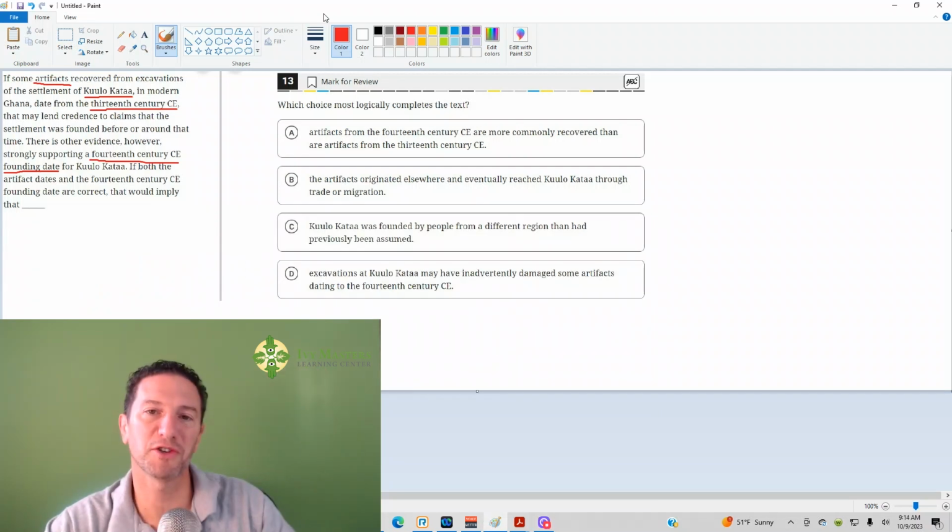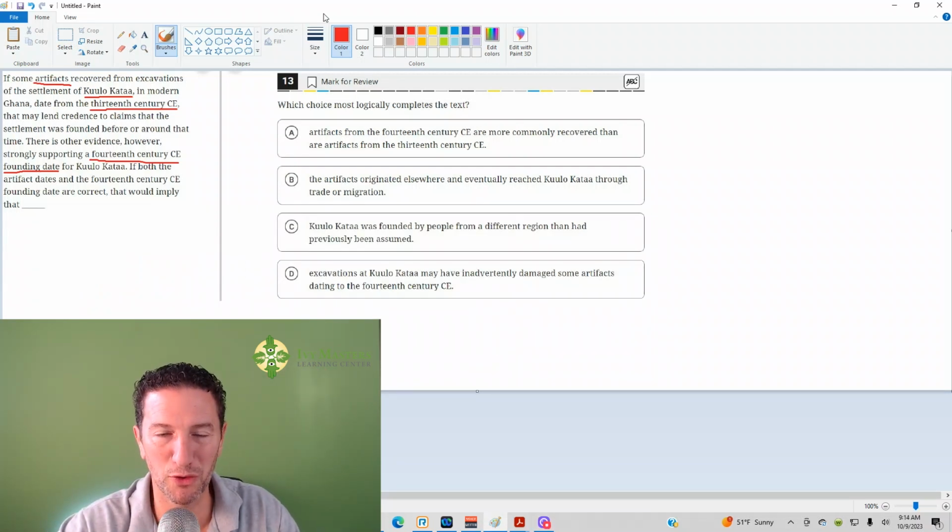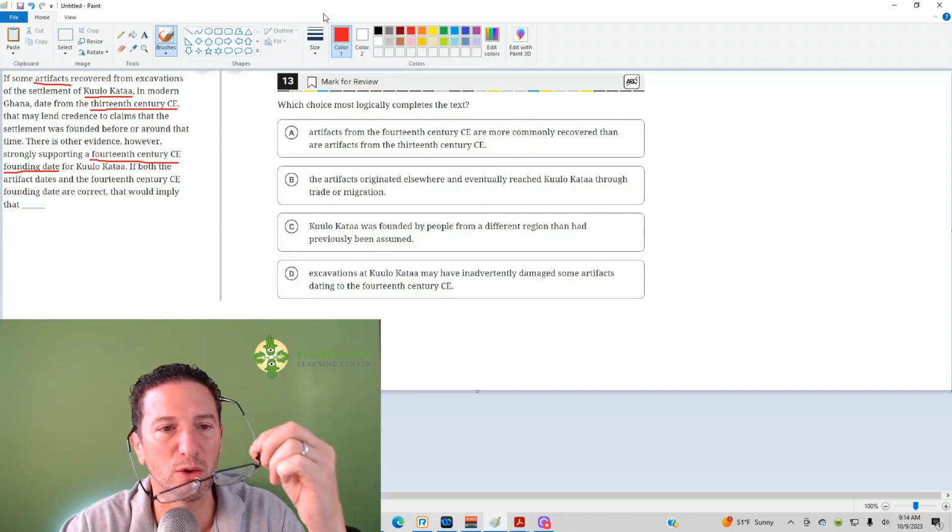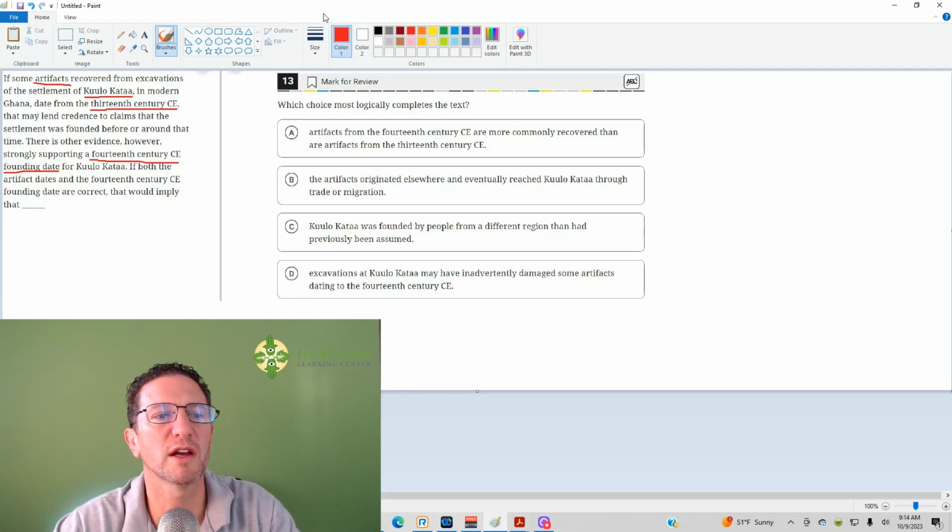This is the 13th question from the digital SAT Test 1, Module 2, from the Bluebook app, the easier set of reading and writing questions. 13 reads, which choice most logically completes the text?